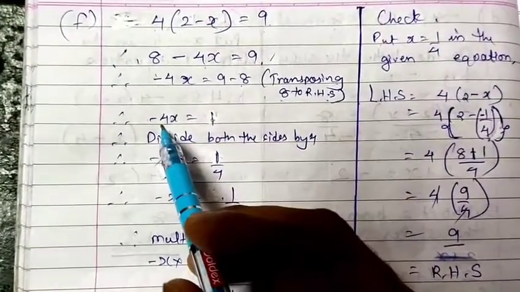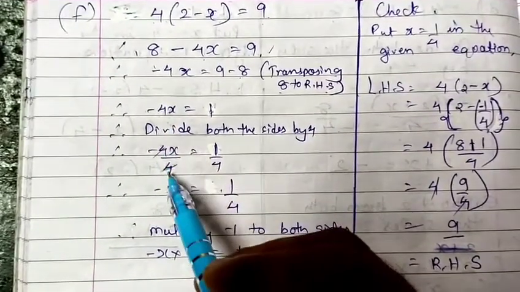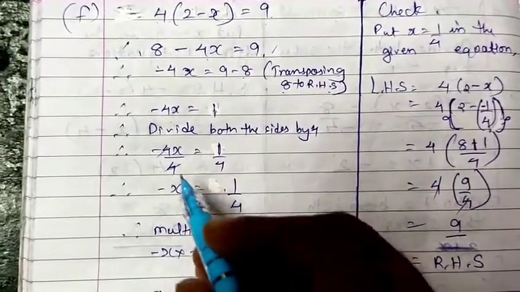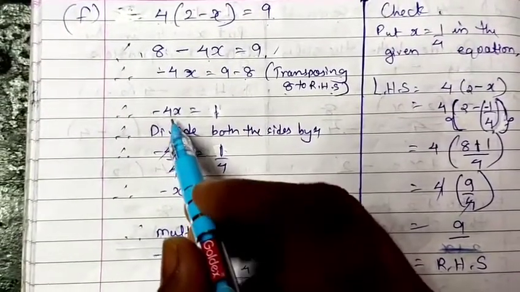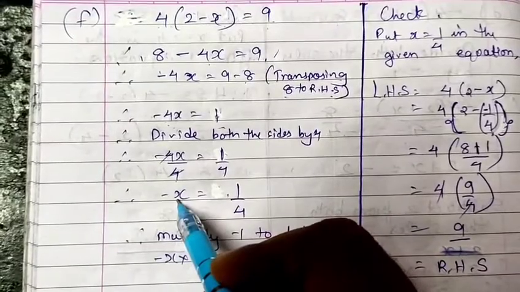Now to eliminate this -4, I have to divide this -4 times x by -4 only. So divide both sides by -4, or you can divide with 4 also. Only the value you will get will be in negative.